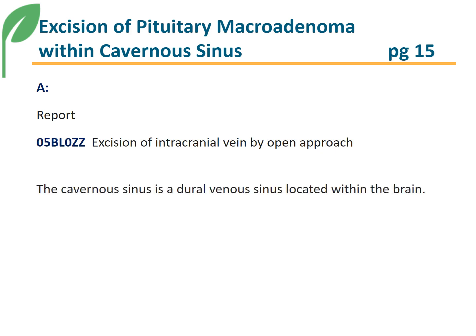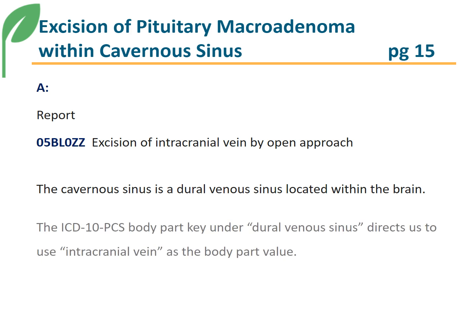Coding Clinic explains that the cavernous sinus is a dural venous sinus located within the brain. Our ICD-10-PCS body part key, under dural venous sinus, tells us to use intracranial vein, which is assigned the letter L in the 4th character of our PCS code for excision of the intracranial vein.